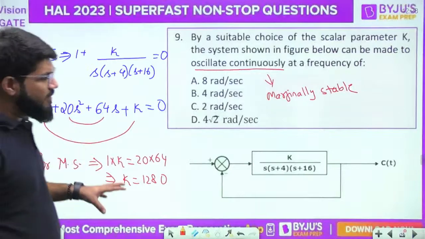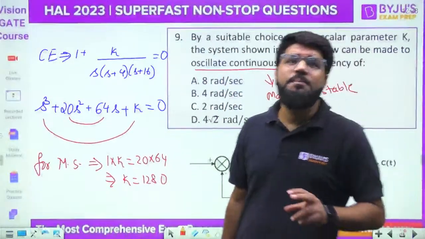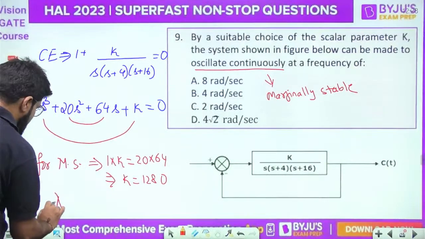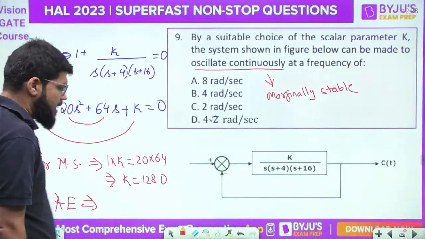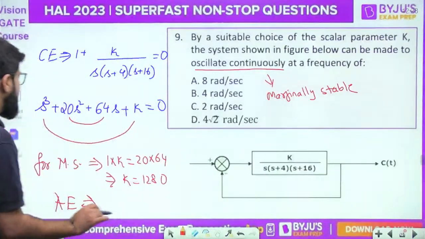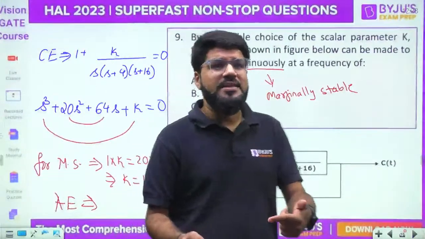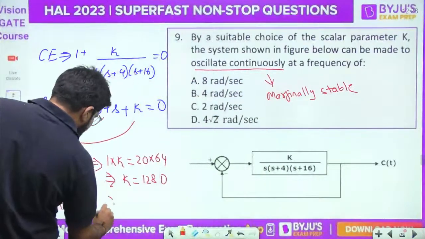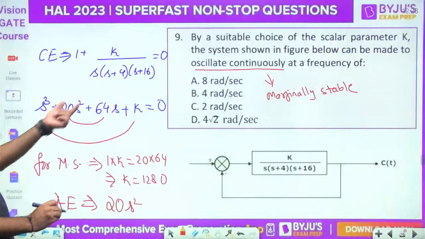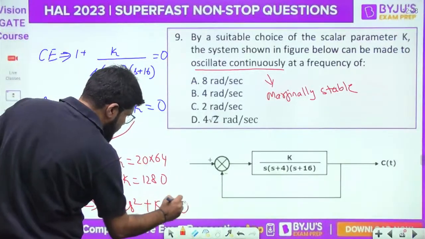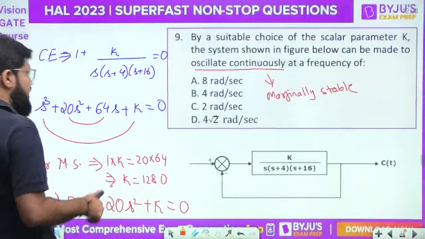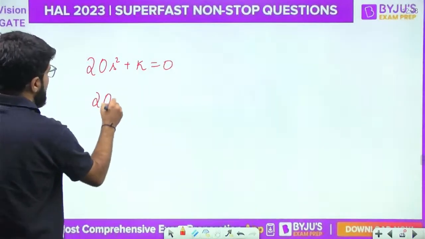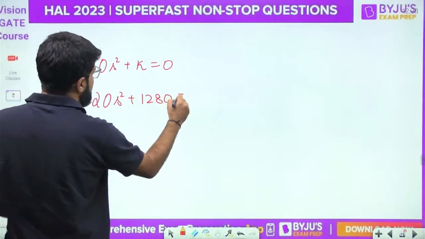Now, they're not asking the value of K, but the frequency of oscillation in radian per second. What is the auxiliary equation? Whenever the system is marginally stable, there will be a row of 0 and an auxiliary equation. The shortcut in a cubic equation is that the auxiliary equation is always an even power equation, so you can take 20 S square directly, and alternate term plus K equal to 0. So I have 20 S square plus K, which is 1280, equal to 0.